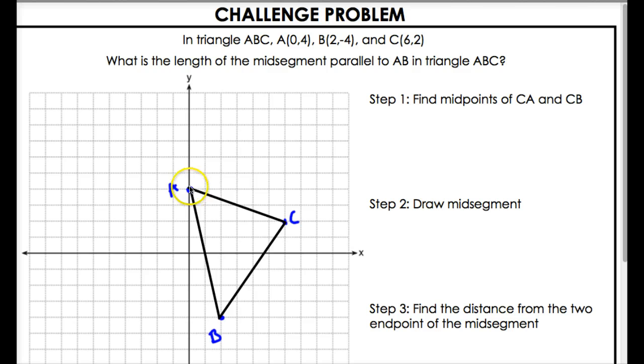Now we want to find the midsegment parallel to AB. So we're going to find the midpoint of AC and the midpoint of BC to be able to do that and find out what this line, wherever it may be, is. That's going to be our midsegment. So we need to find our midpoints.